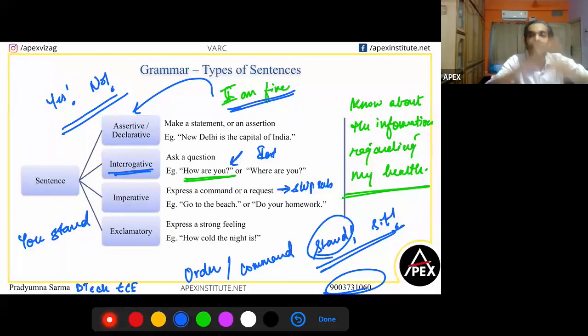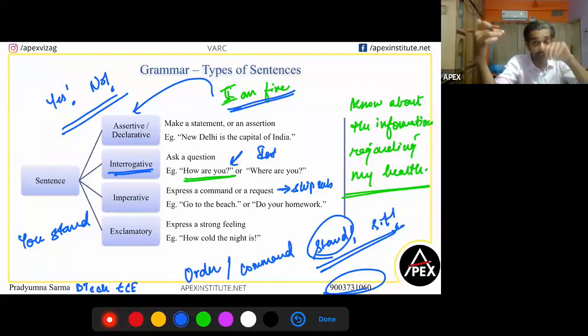Now think about it. You have an auditorium filled with people and you randomly walk into that auditorium and say stand. Who do you think will stand? No one will stand, no. But if you say you stand and point at someone, then definitely they'll stand. But why did it work in your class? It worked in your class because the teacher was directly pointing at you, directly facing you. Now you get the logic of what imperative sentences are. How do they work? So they are commands or requests.